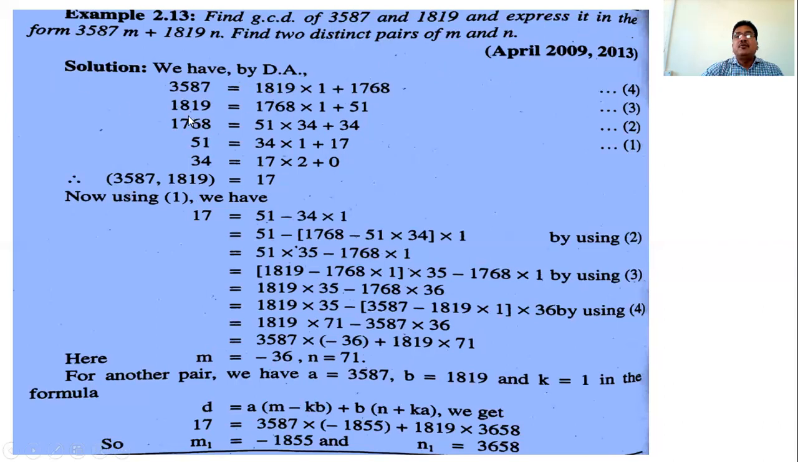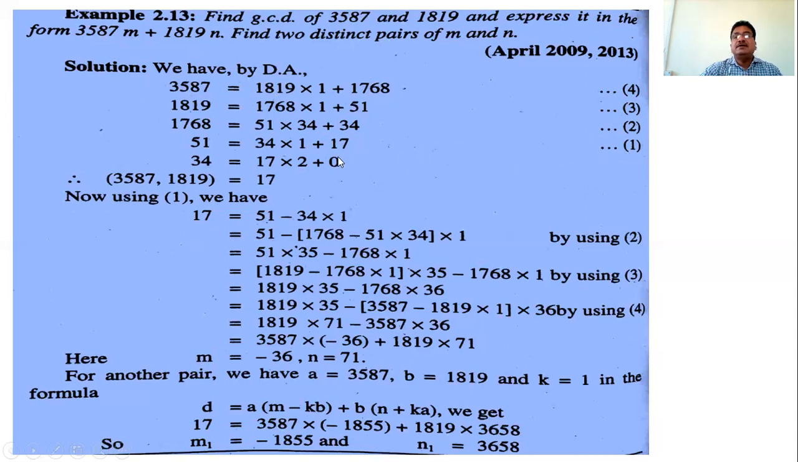This greatest common divisor 17 can be written in the form 3587 into m plus 189 into n. That is where we have to find the integers m and n. So from the second last equation, we denote the equations by reverse ordering. The second last equation is denoted by number 1, then the third last is 2, the previous is 3, then the previous is 4.